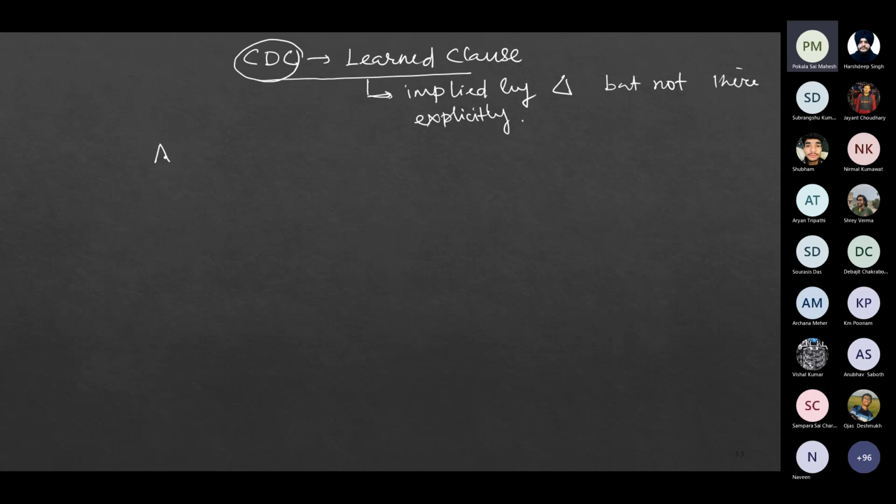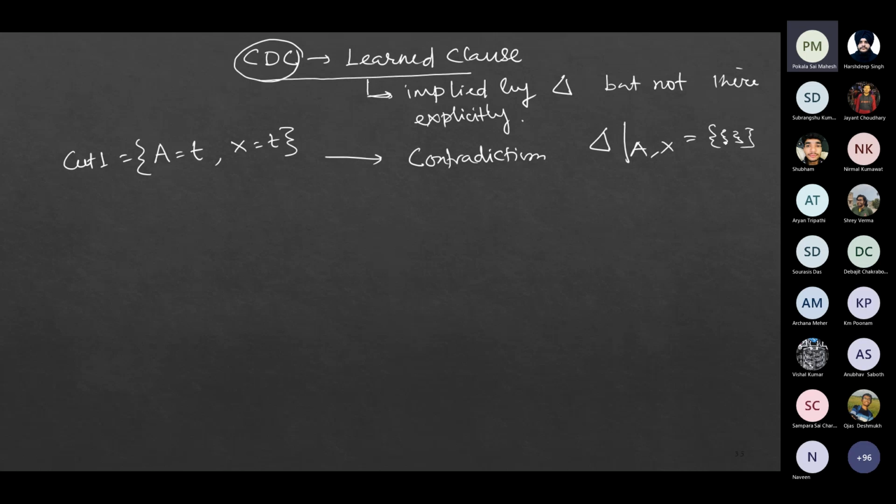So let us take one example conflict clause. Maybe we know that A equal to true. I think this is cut set 1. So let us take cut 1: A equal to true and X equal to true. What does that give us? That leads us to contradiction. Any questions? Okay. That leads us to contradiction. So that means we are doing this conditioning and we are getting a contradiction, right?